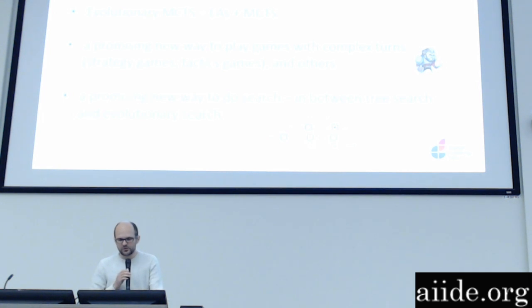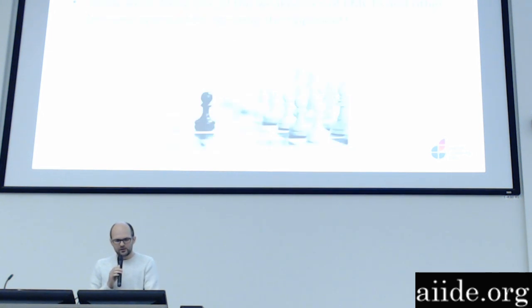And second, from the point of view of AI, it's a promising new way of doing search that combines features of MCTS on the one hand and evolutionary algorithms on the other hand, and opens quite interesting new connections between those two. We introduced it at this year's AIIDE conference, and today we're going to fix one of its major weaknesses, namely that it kind of ignores the opponent.